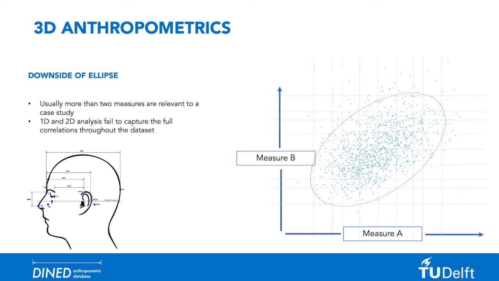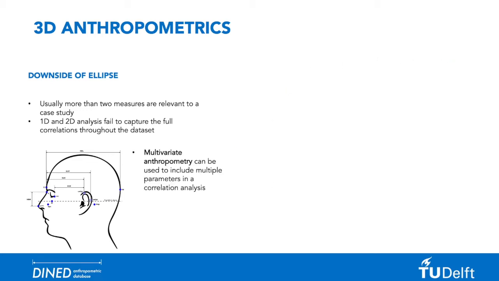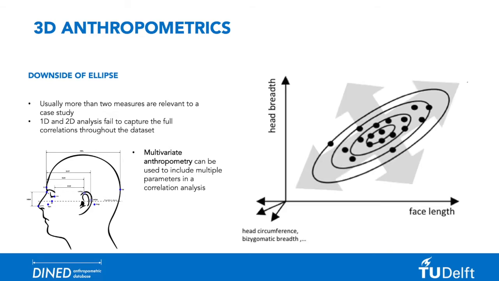In some cases, more than two measures are relevant for your design process. In that case, multivariate anthropometry could be used to find correlation between multiple parameters. In a multivariate study, those parameters are plotted over different axes, creating a virtual cloud of data. A computer model can find a correlation within this cloud of data to create new combined parameters, which we call principal components.